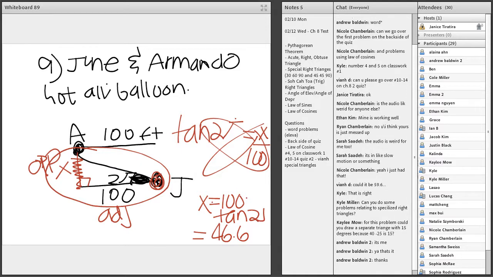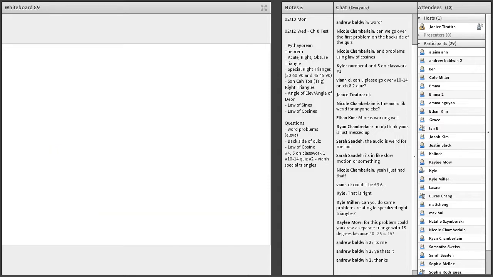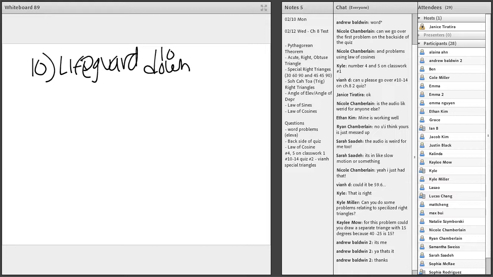Let me see. Number 10 through 14. So I'm going to just continue, and then we'll get to law of cosine, okay? All right, so 10, hopefully this matches yours. This is a lifeguard situation. Lifeguard. Looking down a swimmer.